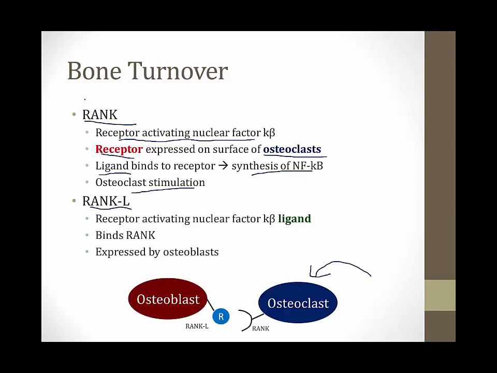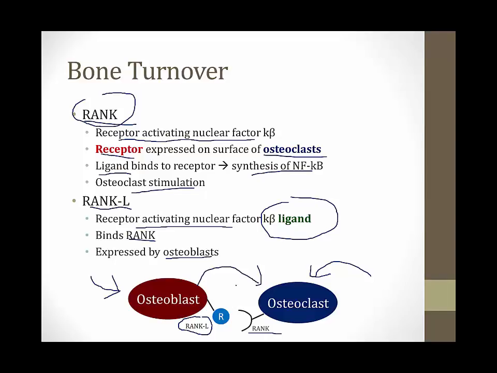So what binds to this receptor called RANK? Well, the RANK ligand, or RANK L. This is receptor activating nuclear factor kappa beta ligand. A ligand is something that binds to a receptor, and this one binds to RANK, and it's expressed on the osteoblasts as shown in my picture here. So when osteoblasts make more RANK L, they can bind that RANK L to the RANK on osteoclasts, and that is one way that osteoblasts can signal osteoclasts and create more bone breakdown activity by the osteoclasts.